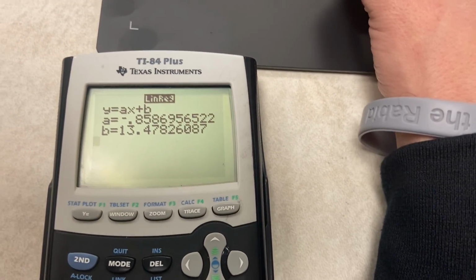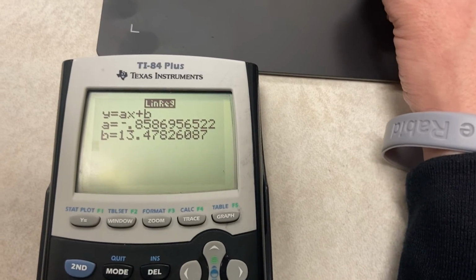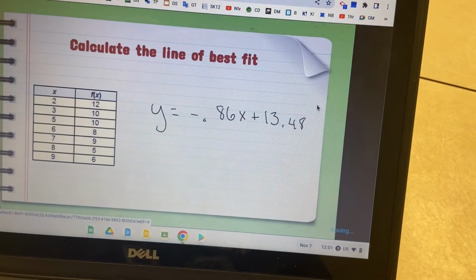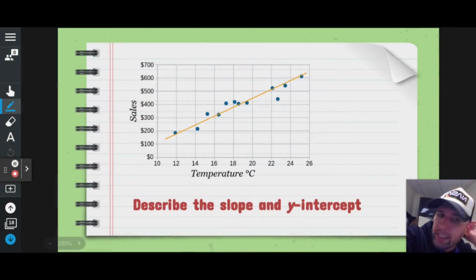0.86x plus 13.48. All right, so not pretty, not at all, but that'll do it. Now I'm going to describe the slope and the y-intercept.